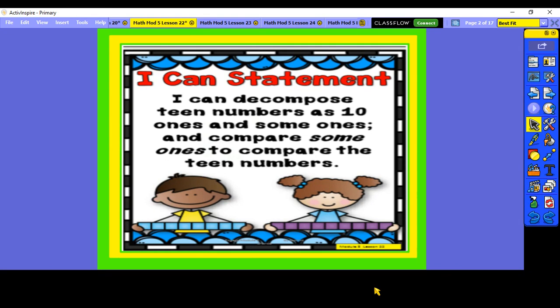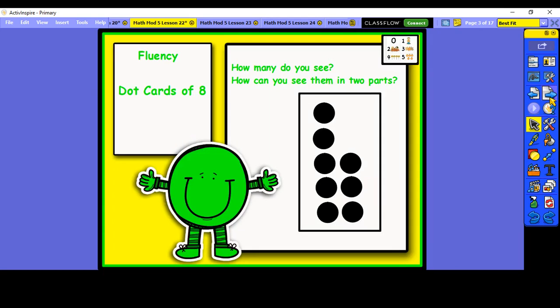Today we're going to be decomposing our teen numbers again as 10 ones and some more ones. Today we're going to do that to compare our teen numbers. We will compare our teen numbers by looking at the leftover ones in the number. Before we get into our learning target today, we're going to go over our fluency.